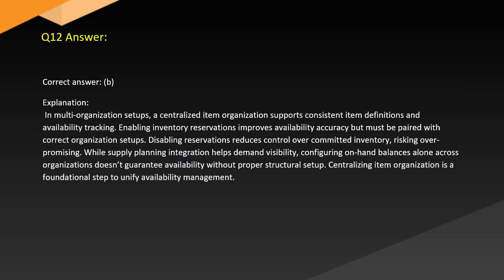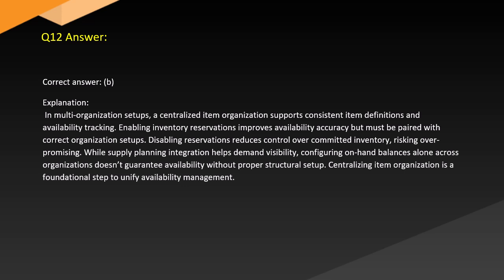Answer. Correct answer: B. Explanation. In multi-organization setups, a centralized item organization supports consistent item definitions and availability tracking. Enabling inventory reservations improves availability accuracy but must be paired with correct organization setups.